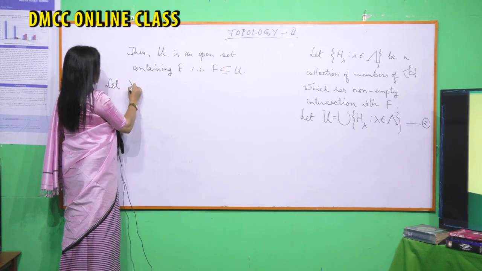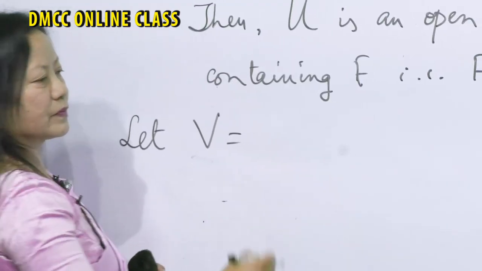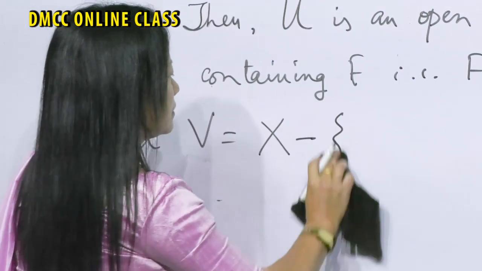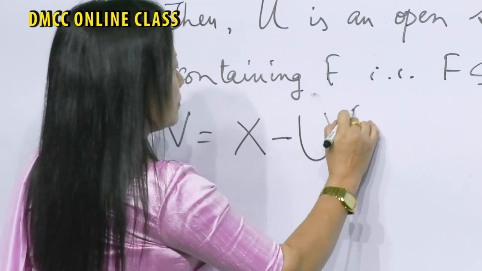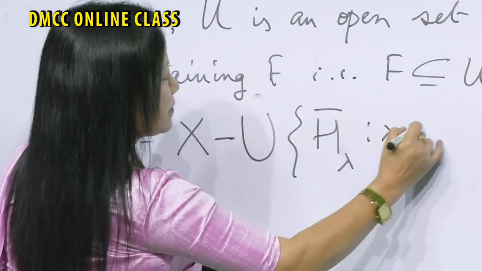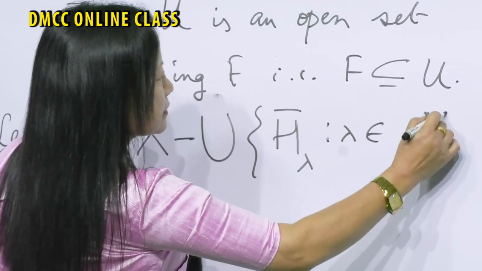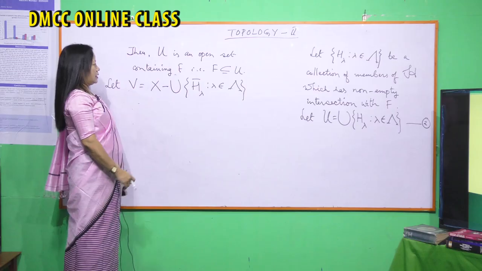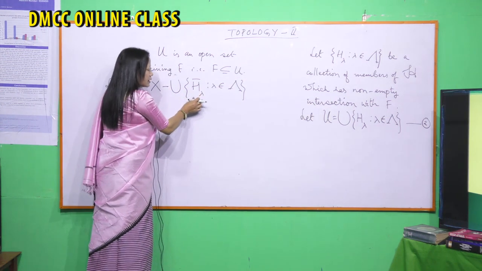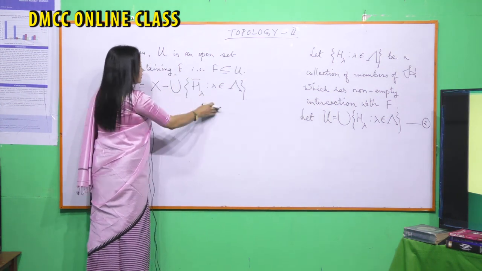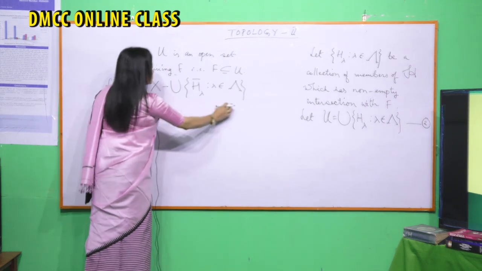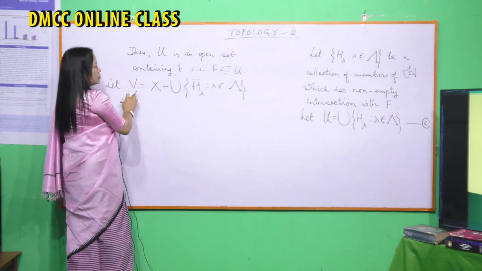Let V be X minus the union of closure of H lambda such that lambda belongs to the index set. Now each H lambda is an open set, therefore each H lambda closure is a closed set. The union of these is again a closed set, therefore X minus this closed set is open, therefore V is open.